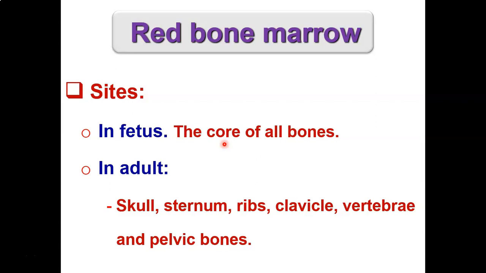From which sites could I get this bone marrow biopsy? So I have to know the sites of red bone marrow. In the fetus, all bones contain bone marrow. So in the fetus, the core of all bones contains bone marrow. While in the adult, I will find the bone marrow in the skull, sternum bone, ribs, clavicle, vertebrae, and pelvic bones. So I could summarize them as the flat bones. The flat bones in the adult contain bone marrow.